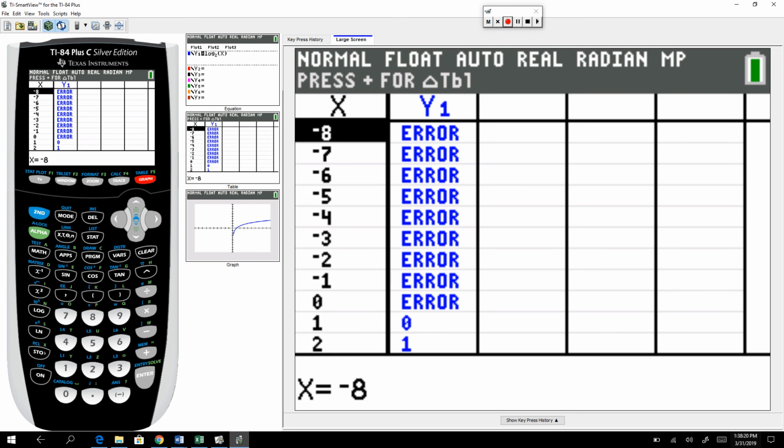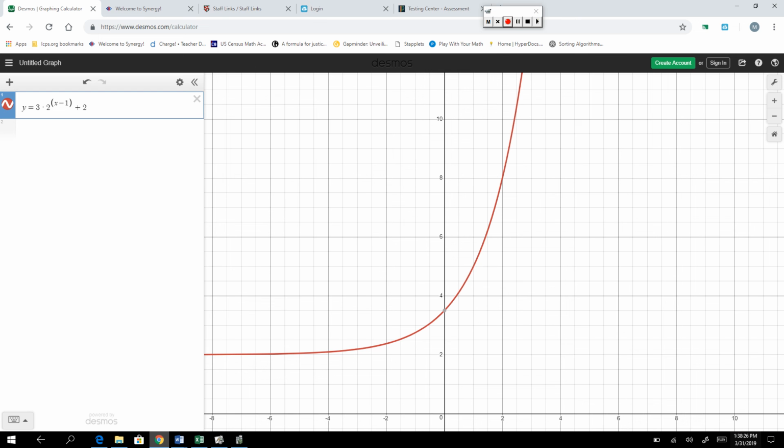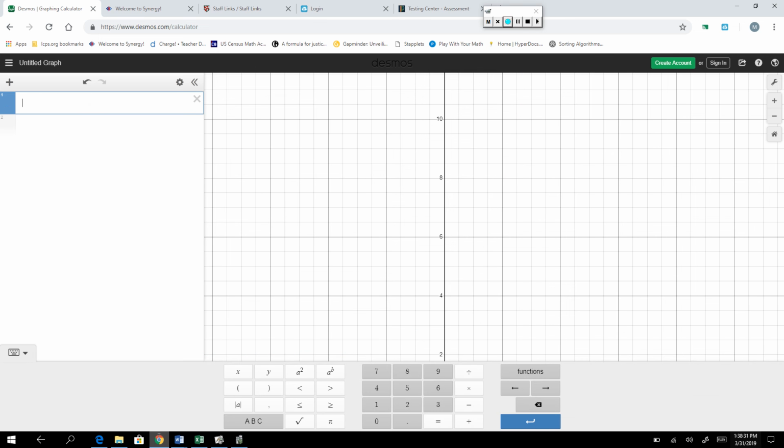Okay. When you do it on Desmos, it actually doesn't cut it off for you. So if you were to go to Desmos and put in this function here, it would not cut it off for you. So let's see, y equals, and then you can go to your functions and find your log function.